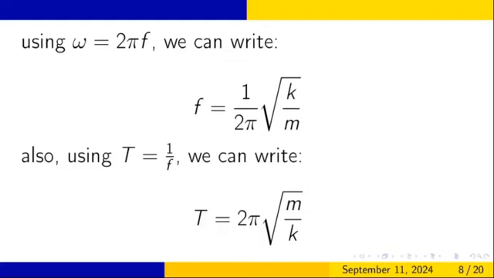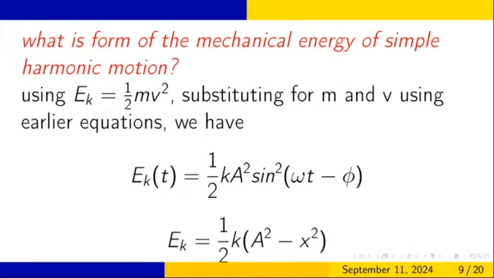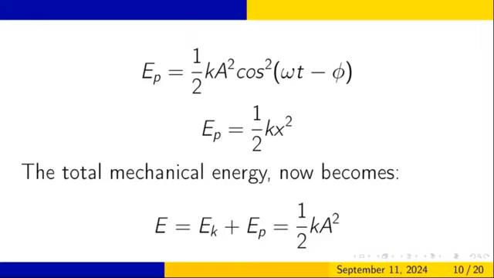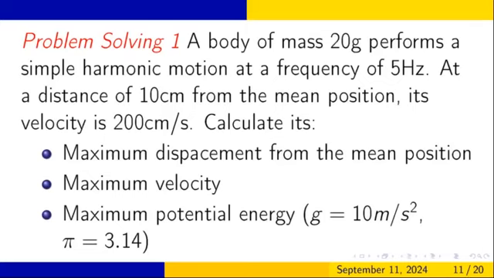If we use the relation between the angular frequency and linear frequency, which is angular frequency is 2 pi f, we're able to get the linear frequency as 1 over 2 pi times the square root of k over m. And when we use the relation between period and linear frequency, which is period is the inverse of linear frequency, we should be able to get our period as 2 pi times the square root of mass over k. So those are the quantities that define the simple harmonic motion.